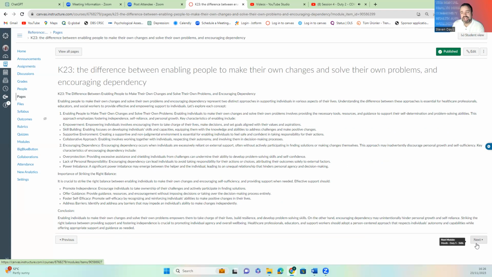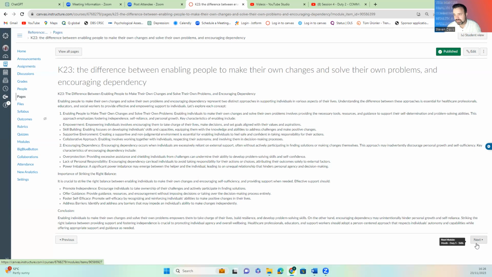The differences between enabling people to make choices and solve their own problems, and encouraging dependency. Obviously, we don't want to be encouraging dependency. There is a difference between enabling people to make their own changes and solve their own problems and encouraging dependency. They are two distinct approaches to supporting individuals in various aspects of their life.